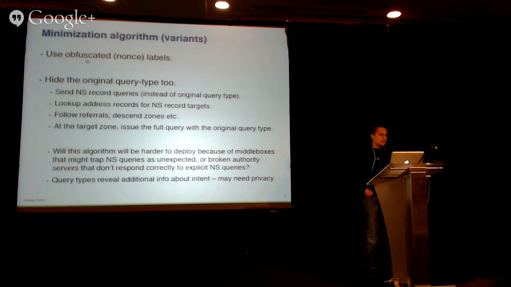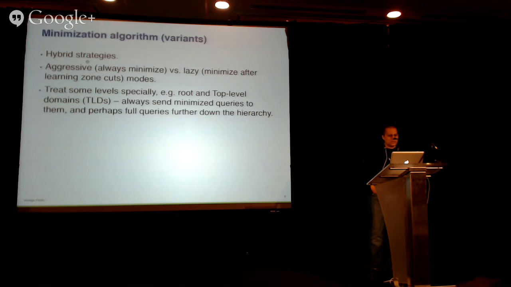As you probably are well aware, the type of query can reveal additional intent about the communication of a user. For example, if you do an MX query, that might reveal your intent to send email to some server. If you look up, say, an OpenPGP key record, that might reveal your intent to send encrypted mail to someone, and so on and so forth. So that's something that needs consideration.